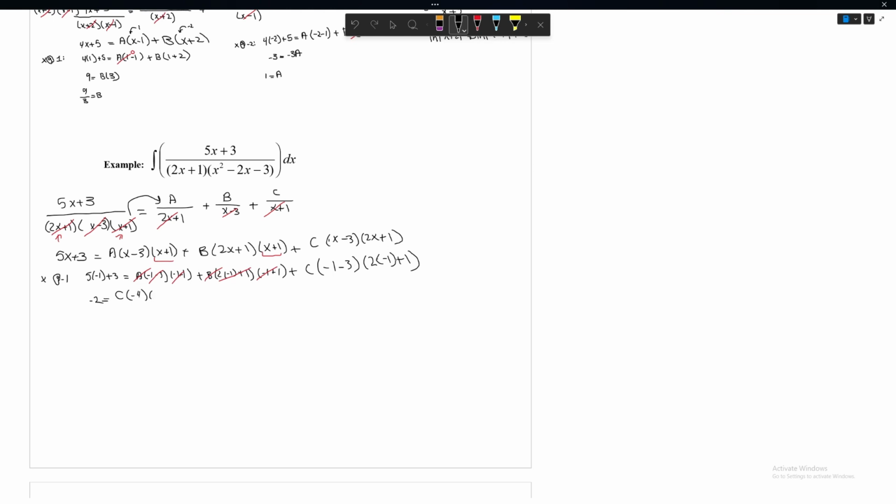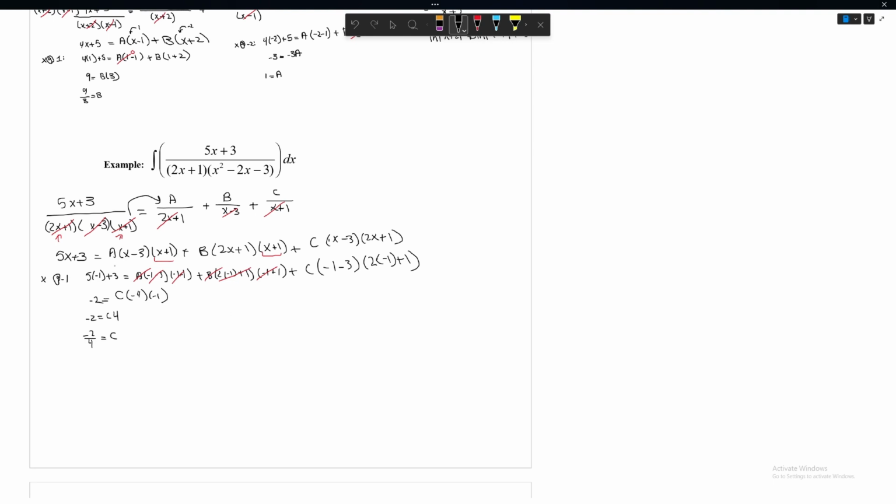2 times negative 1 is negative 2, plus 1 is negative 1. Multiply these together, and I'll get negative 2 equals c. And this will just be 4. The negatives cancel out, and so negative 2 over 4 equals my c. All right. Now that I got my c, I'm going to have to basically do this 3 other times.